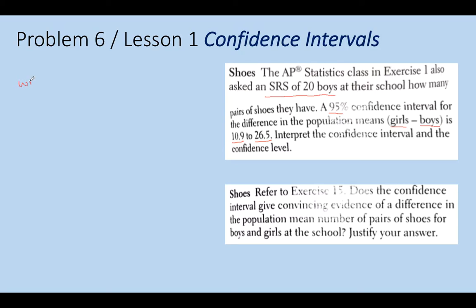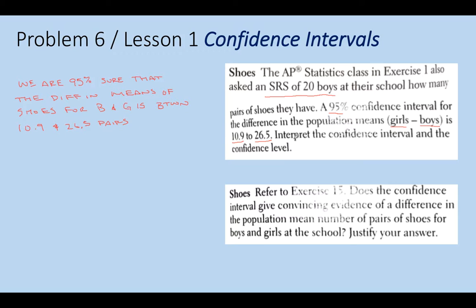statement here, we'll say we are 95% sure that the difference in means of shoes for boys and girls is between 10.9 and 26.5 pairs. Okay, so we're 95% sure that the true difference between girls and boys' pairs of shoes owned is between 10.9 and 26.5 pairs of shoes.